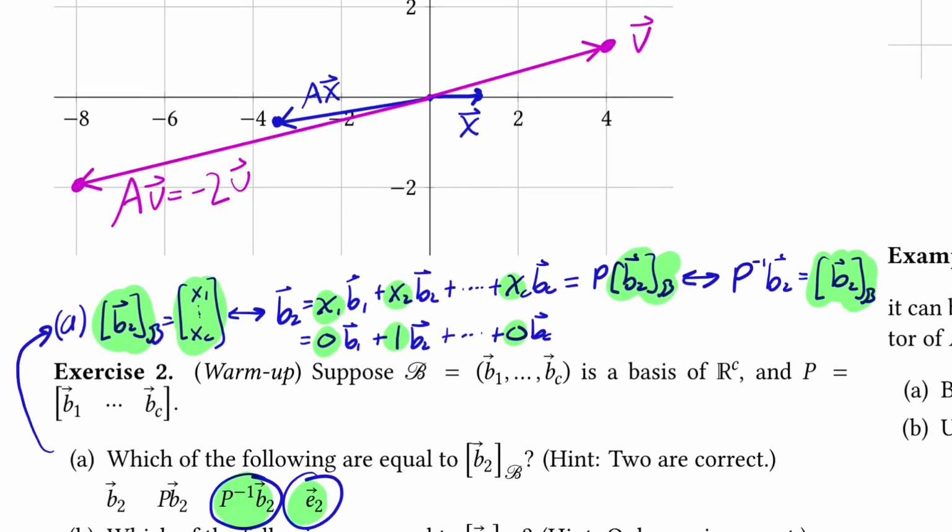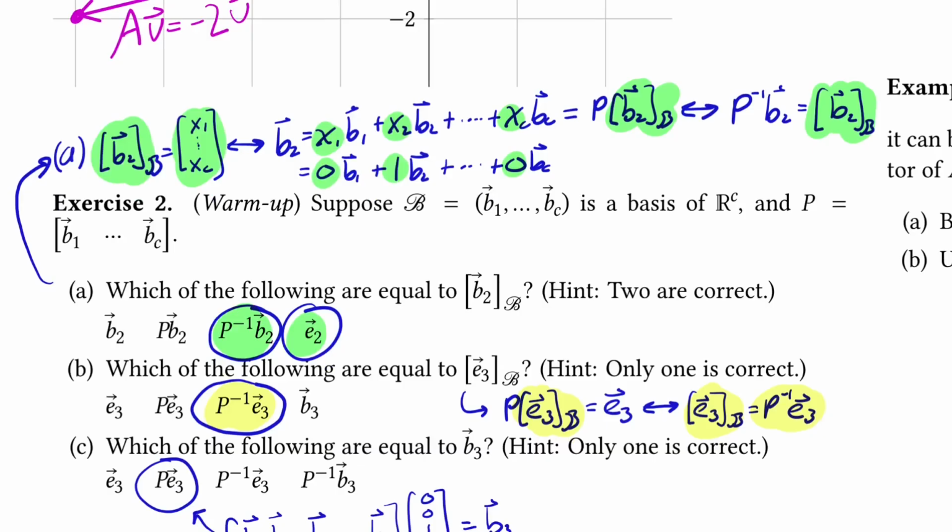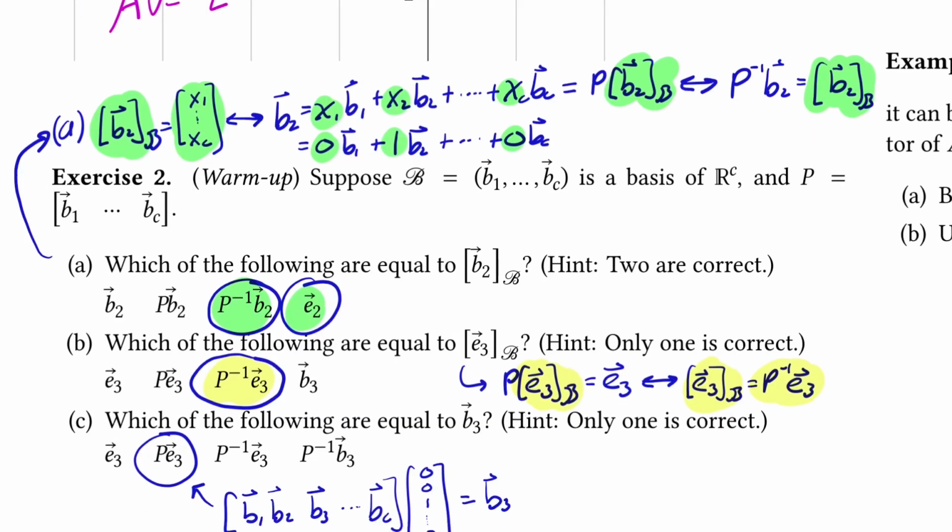That was pretty straightforward. Exercise 2 can be tricky if you haven't mastered the notation of coordinate vectors relative to a basis. So we have a basis, which is the list of vectors, which is basically the same thing as the matrix P here. It's just that one we're thinking of as a matrix with rows and columns and everything, but identifying it with a basis B.